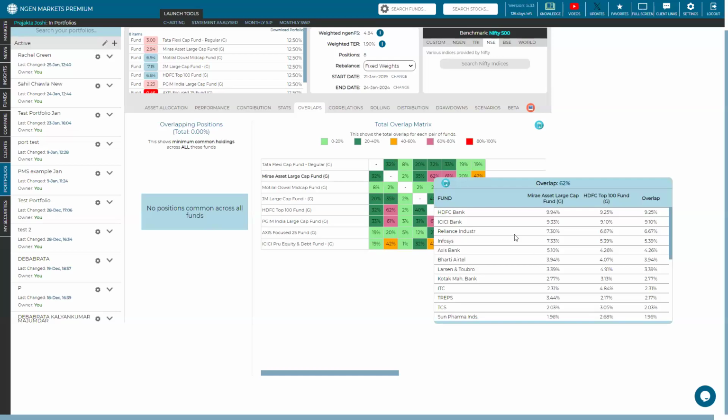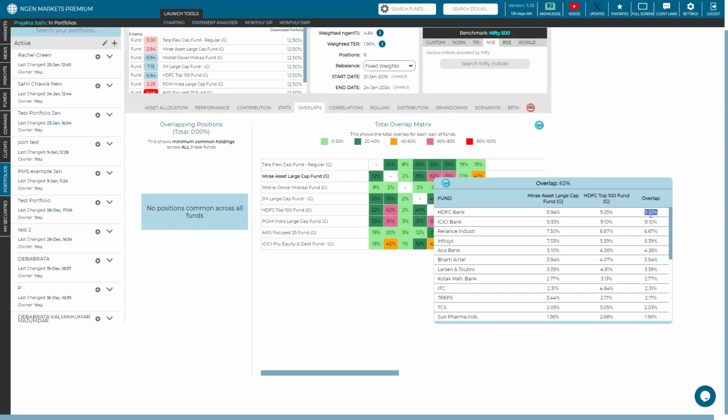So you see that HDFC Bank as a stock is held by both the funds. Mirae Asset holds it to an extent of 9.94, and HDFC holds it to an extent of 9.25. So the minimum of the two, or the lower of the two, is going to be the overlap. So 9.25 is common across both, and therefore that will amount to overlap. Now, how have we arrived at the 62 figure that you see here?